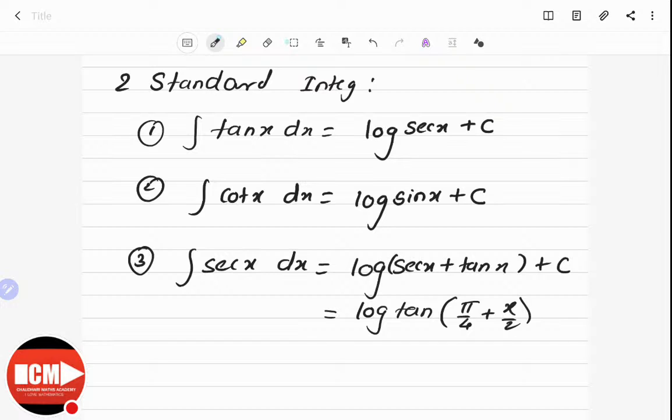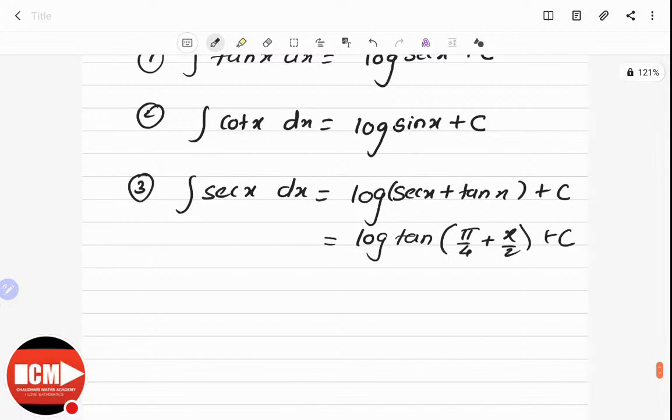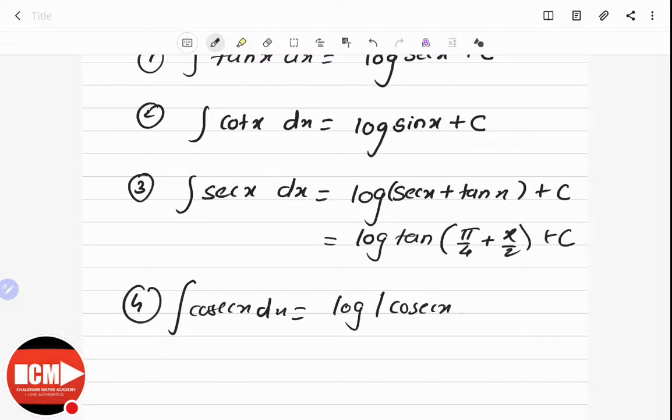So this integration of sec x is log of tan of pi by 4 plus x by 2 plus c. And the last one in the list is integration of cosec x with respect to x. Please write down, integration of cosec x is log of cosec x minus cot x plus c, or it is log of tan of x by 2 plus c.